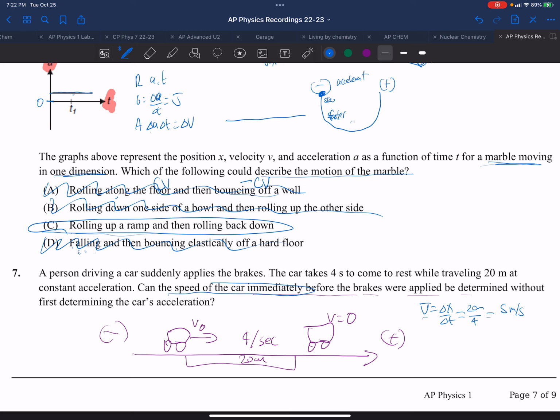The speed of the car immediately before is v0. Well, average velocity is also v plus v0 over 2. We know the final velocity is 0. So that means the average velocity is v0 over 2. The velocity at the end is 0 because it comes to a stop. So now if we rearrange that equation, we have twice the average velocity as the initial. So twice times 5 is v0. So the initial velocity was 10 meters per second.